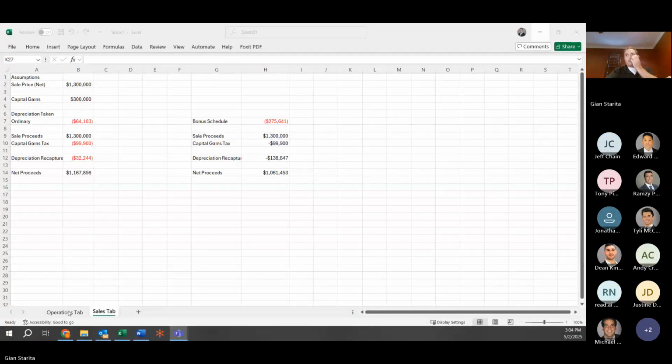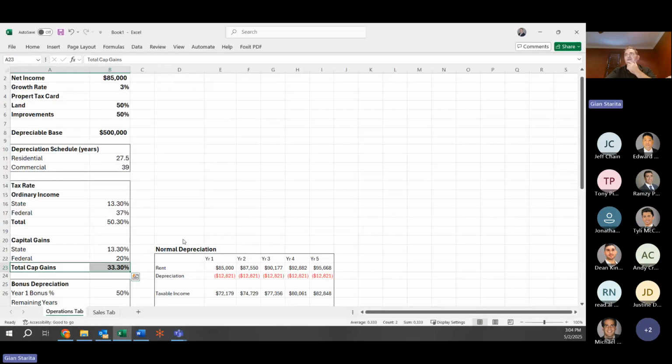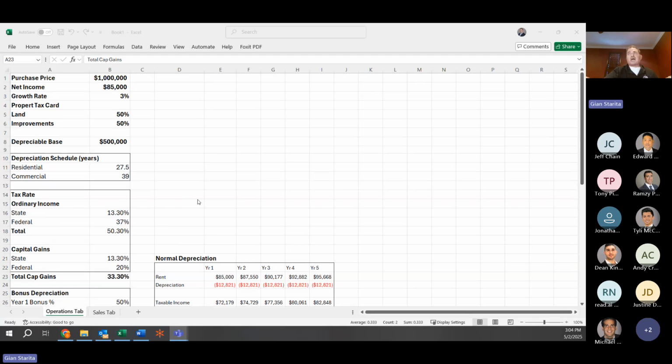So I'm going to share my screen with you guys. Okay, so I'm going to assume a couple of things and then get into it. Let's say you buy a property for $1 million, okay? And that property, after your cash expenses, has a net income of $85,000 a year. Let's further assume that the rent is going to go up by 3% a year.